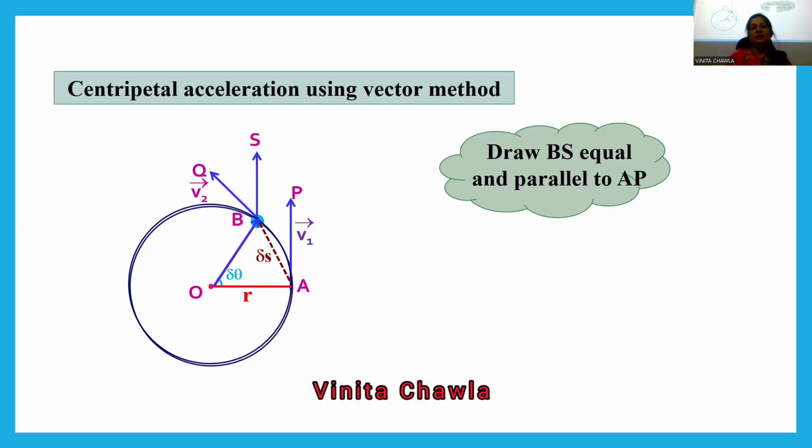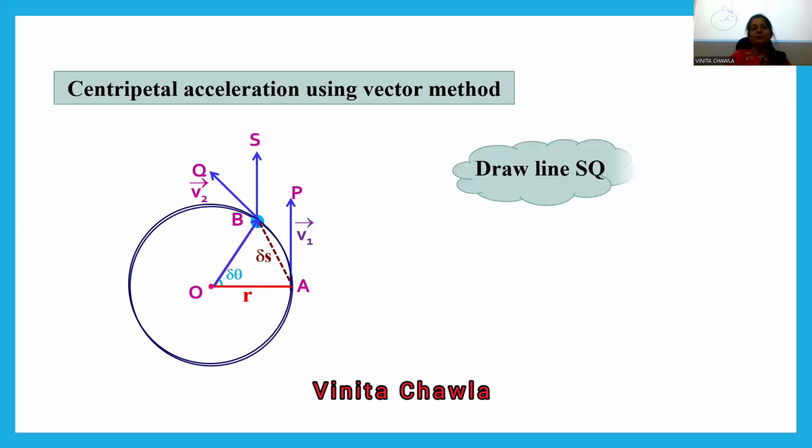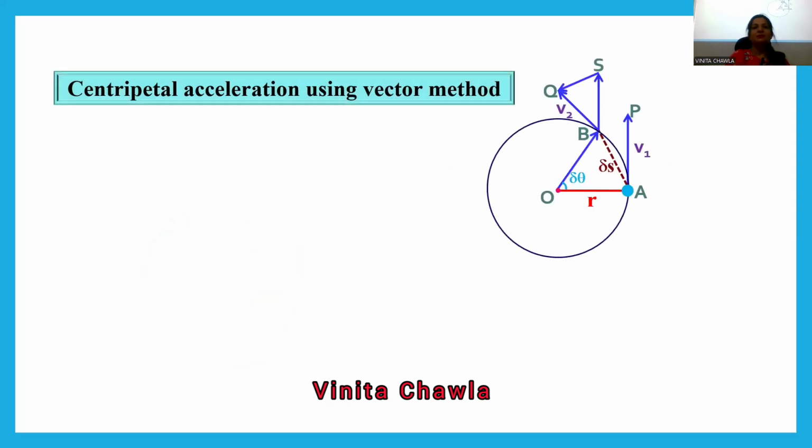Now draw BS equal and parallel to AP. Draw a line SQ. Like this. So vector BS plus SQ is equal to vector BQ. Which law have we used here? It's the triangle law of vector addition. Two vectors are in continuation, in order, and one vector is in the opposite order. We can write one vector as the sum of the two vectors which are in continuation, right?